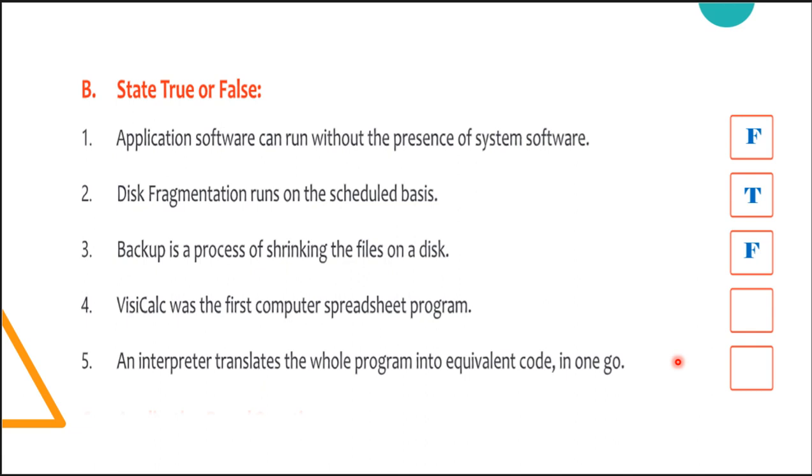Fourth, VisiCalc was the first computer spreadsheet program. So this is true. An interpreter translates the program into equivalent code in one go? No, it's false. Why? Because a compiler can translate the whole program into equivalent code in one go. Interpreter will translate it line by line.